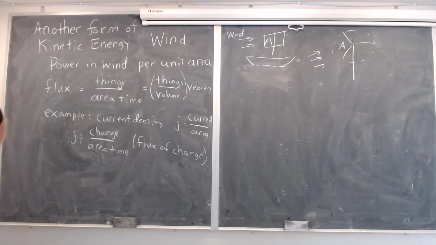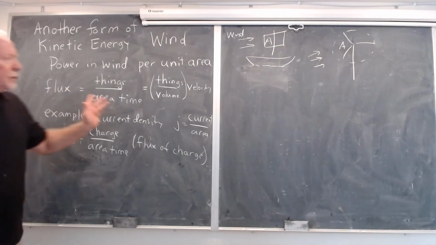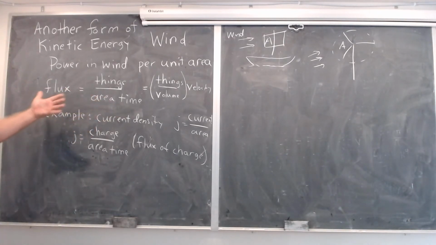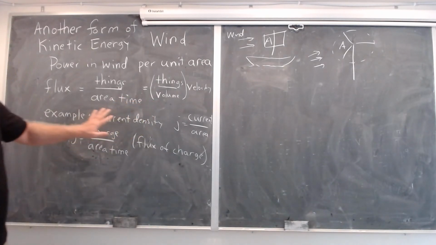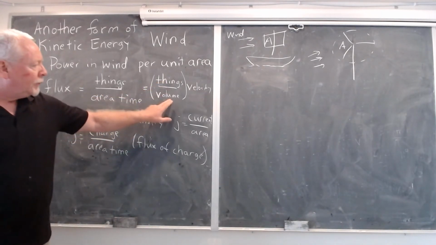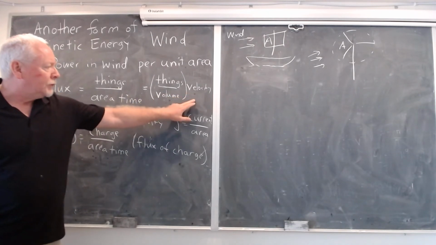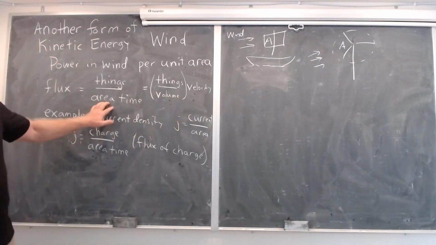Now, in the course notes, I give a little bit of a derivation of this. You can do it in terms of drawing this box and things like that. But I think it's more helpful just to leave it at this, because you can see based on the units that it works out. Things per unit volume, velocity is distance over time. So this has the right units, things per unit area per unit time.